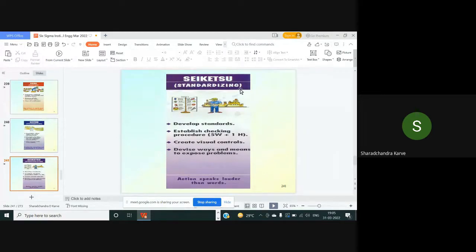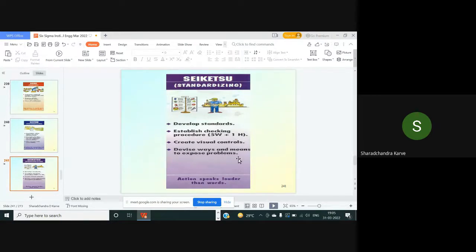The third meaning of standardizing is to develop standards. Establish checking procedures using 5Ws or 1H. Create visual controls. If something is lacking in detectability, we improve the detectability many times. So we get early warnings that the temperature is shooting up, and then this is what is likely to happen. So create visual controls. Probably have something which any human person can detect, can be able to detect that this is wrong. That is what is meant by standardization.